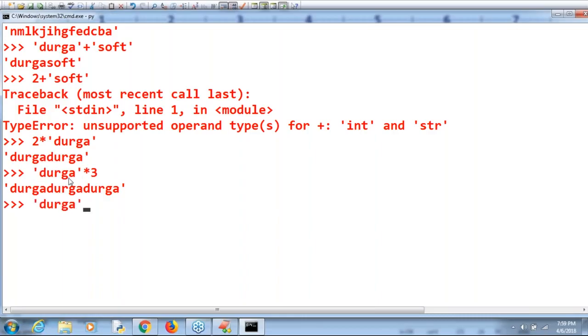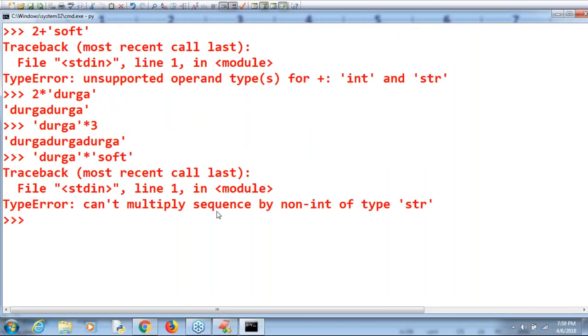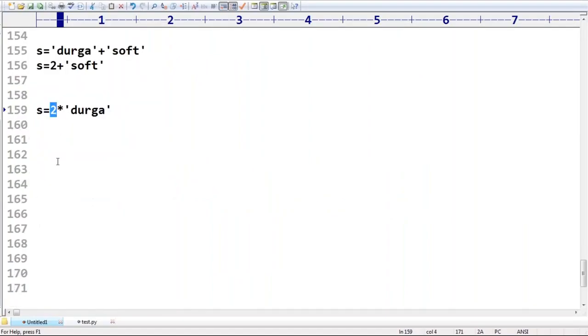Suppose I'm taking "Durga", next star, and after that "soft". Is it valid or invalid? Invalid. Observe that: TypeError, can't multiply sequence by non-int of type str. Remember that. So plus and star, these operators we can apply for string type. The first one is the plus operator, the second one is the star operator. These we can happily apply for string type, no problem at all.